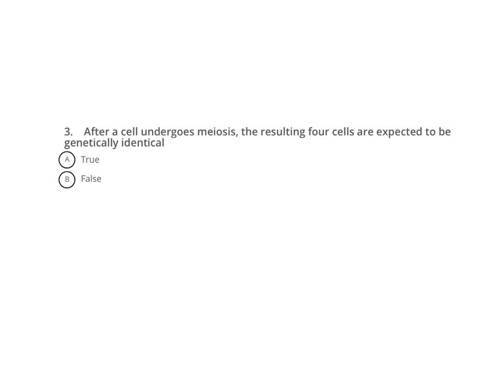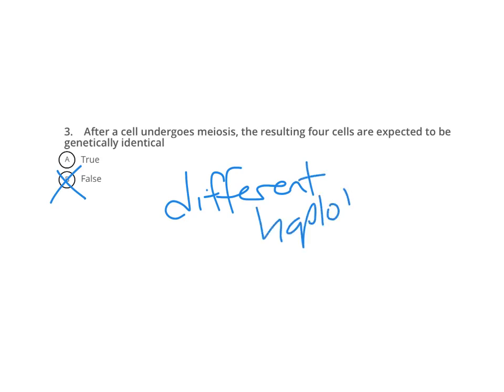So we talked about the fact that this is false because different gametes will have different haplotypes. But what's the ploidy of every gamete? How many copies of every chromosome should it have? Everyone got this question right, so you should be confident in your answer. How many copies of every gene or every chromosome in a gamete? 1.